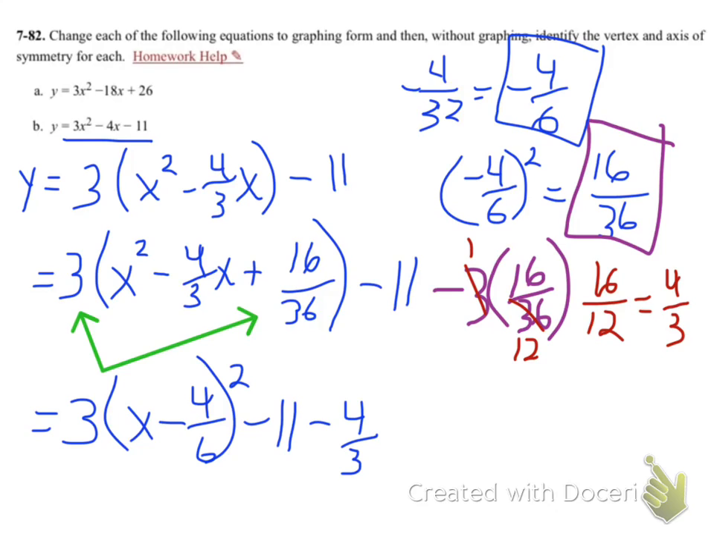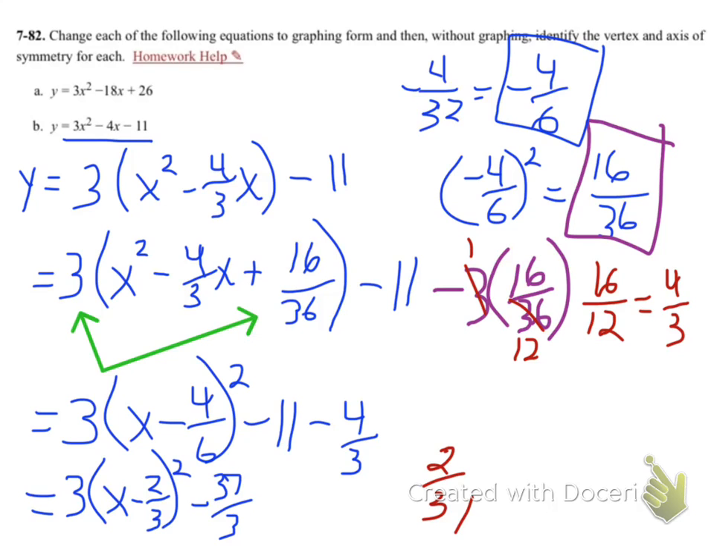So my last step now is just combining the like terms. I have 3 times x minus, I'm also going to take this 4/6 here and reduce that. That is a 2/3 squared minus, getting a common denominator to subtract them, is 37/3. So my vertex for this problem is at a positive 2/3 and a negative 37/3. My axis of symmetry is going to be x equals 2/3.